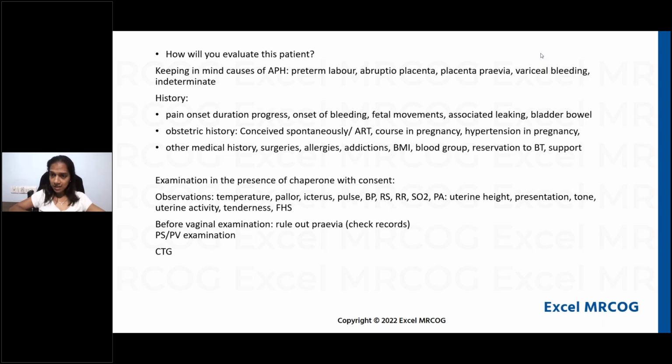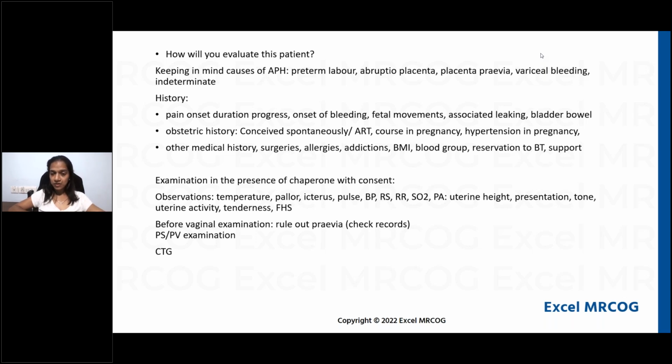But you have to keep in mind all these. Although differential diagnosis is not asked, how will you evaluate is asked, but this is what you need to keep in mind, the possibilities. So history, you have to ask about the pain, onset, duration, progress, the onset of the bleeding, when did it start, how were the fetal movements prior, whether there is associated leaking, any bladder disturbances, bowel disturbances, immediate concerns. Obstetric history, how was the pregnancy? Was it spontaneous or ART? Because ART are likely to be complicated this way. What is the course of pregnancy? Whether she had hypertension in pregnancy? Because whenever there is bleeding, we think of PET. Remember that.